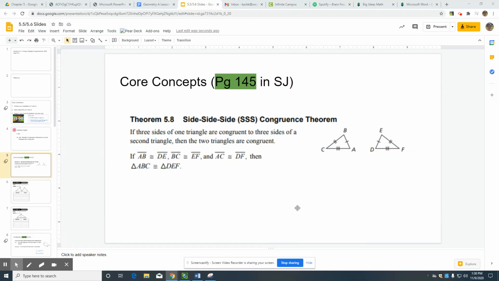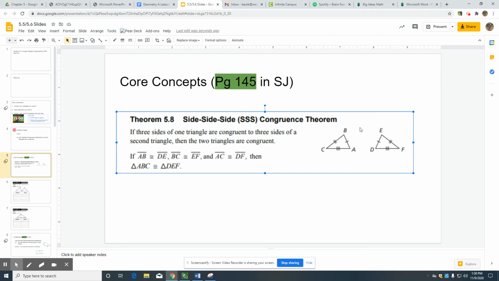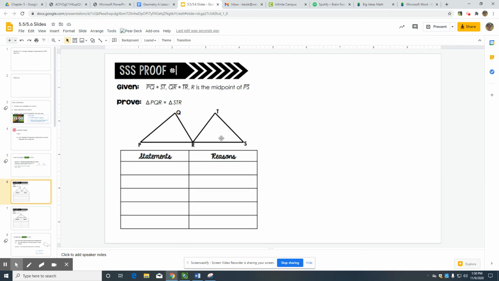In this video, we're going to practice a couple proofs that prove two triangles are congruent using the side-side-side congruence theorem. So remember, the side-side-side congruence theorem says that if you have three sides of one triangle congruent to three sides in a second triangle, you know the two triangles have to be congruent. And so you should have a proof workbook, and we're going to do a couple proofs out of that proof workbook. So the first one we're going to do is the proof for side number one.